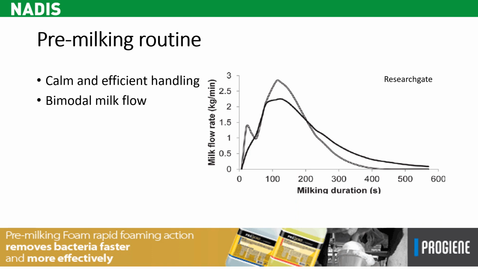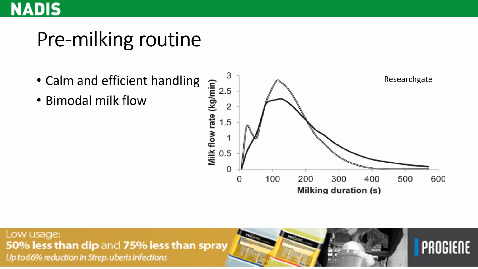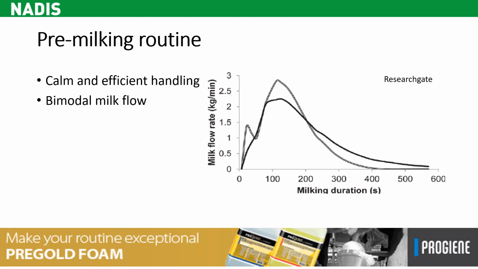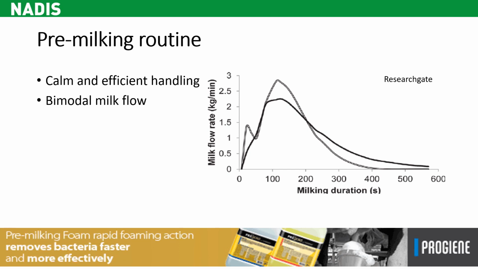The pre-milking routine should start with quiet and efficient handling of the animals. This will reduce standing time, stress and injuries, and importantly allow the natural release of hormones required for the cow to let her milk down. Stress, in particular adrenaline, interferes with milk letdown.